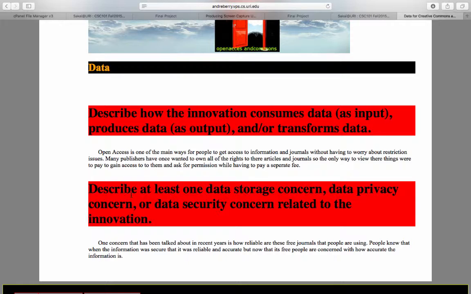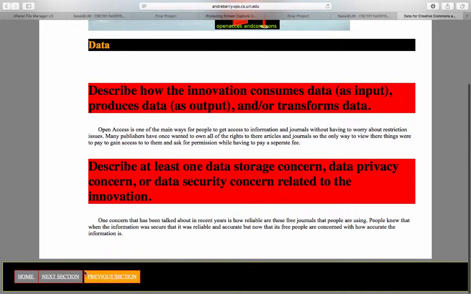One concern that has been talked about in recent years is how reliable these free journals and information that we are using are. People knew that when information was secure, it was reliable and always right. But now that it's open, people are hesitant to use it because they're not sure if it's reliable enough or important information. So that's one thing that is making people hesitant with everything.